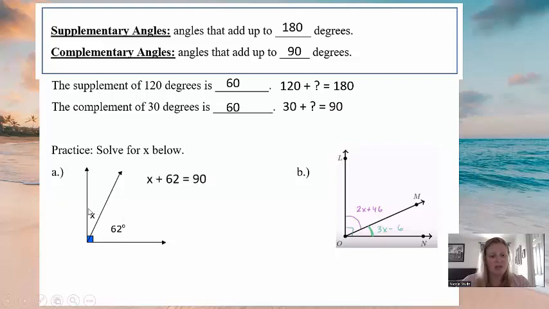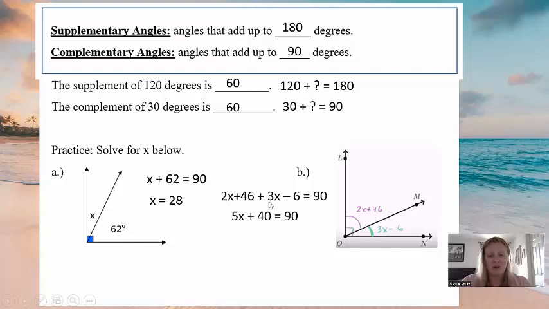So we're going to go ahead and add the first angle, which is x degrees, the next angle, which is 62 degrees, and together that should make 90 degrees, which of course would mean x has to be 28. Make the problem just a little bit longer, but the same idea. So we have two adjacent angles. So we're going to take the first angle, which is 2x plus 46, the second angle, which is 3x minus 6, and if we add those two together, we'll get this full 90 degrees.